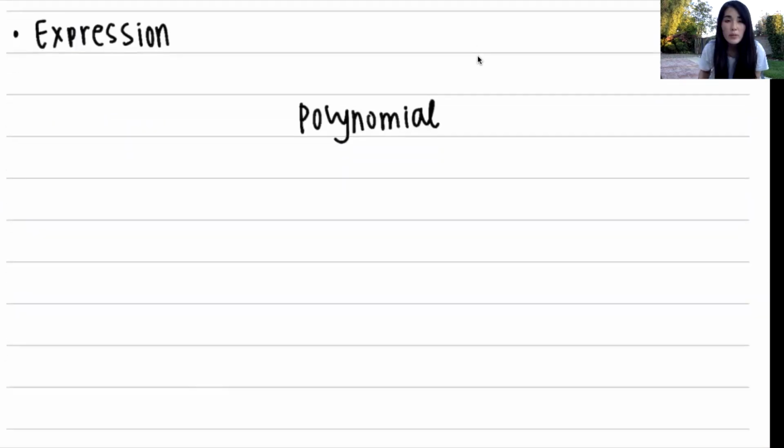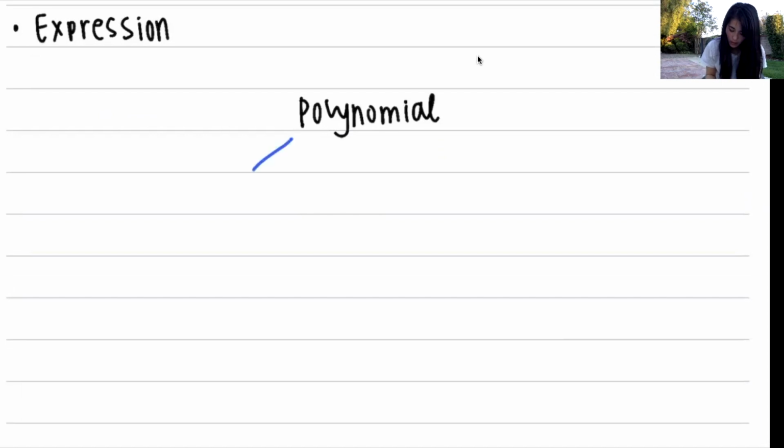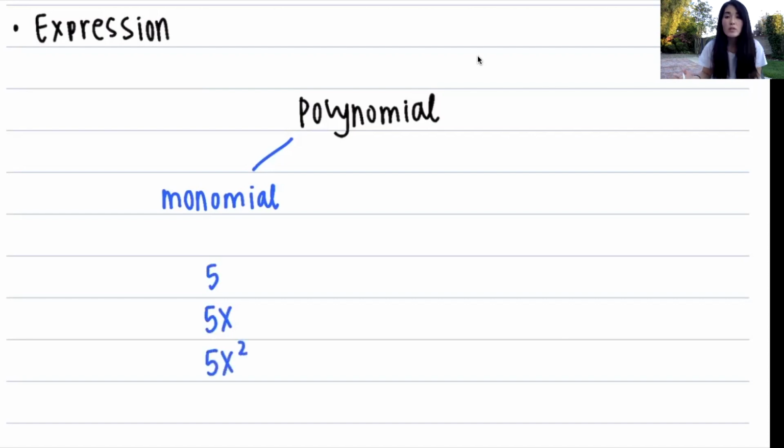A polynomial can be broken down into a couple different things. You might see it referred to as a monomial. And monomial just means that there's one term. So a monomial might be something like 5. It might be something like 5x, maybe 5x squared. But you notice that there's one term, so there's nothing that's being added or subtracted. So that's still a polynomial. It's still some sort of expression.